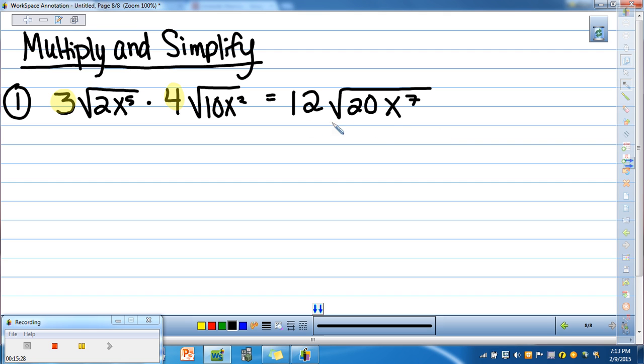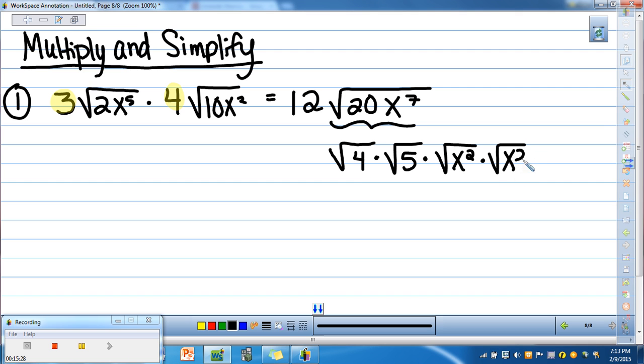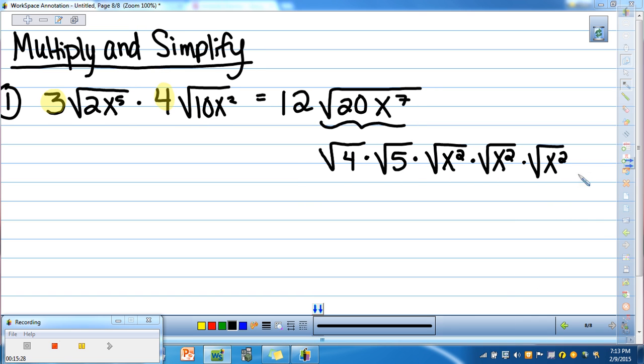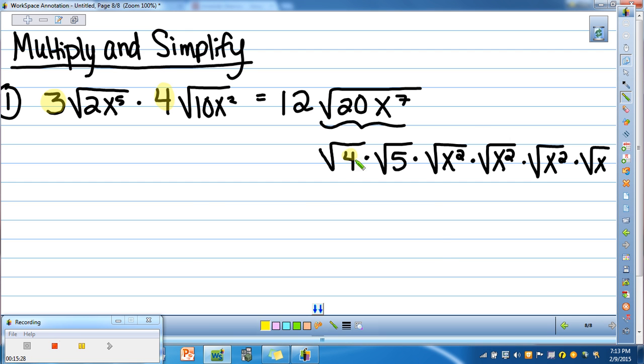Now we are going to simplify this radical, the square root of 20x to the 7th. Using what we just learned, since this is going back to a square root, we can split this into the square root of 4 times the square root of 5. And inside of x to the 7th, we have x squared 3 times. Those are all perfect squares. And then we have a single x left over. So perfect squares, 4x squared.